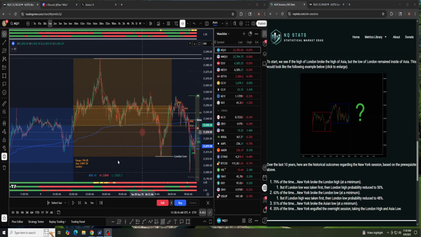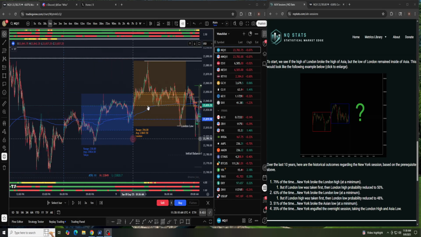So, coming into the day, we had a partially bullish engulfing profile. You can see Asia is the blue, London is the orange. So London is partially bullish engulfing Asia. When this happens, using NQ Stats at Probable Chris on Twitter, 79% of the time over the last 10 years, New York breaks the London high at a minimum.